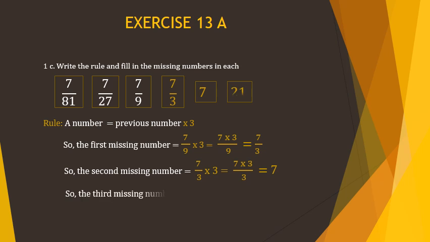Now, for the third missing number, the previous number is 7. And so the previous number multiplied by 3 according to the rule is equal to 21. So the third missing number is 21.